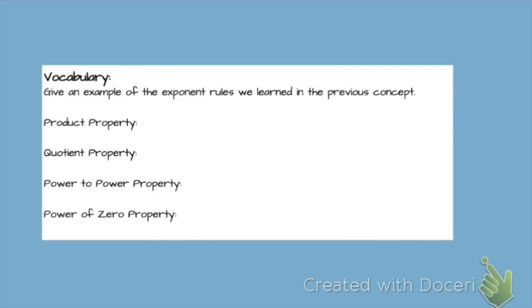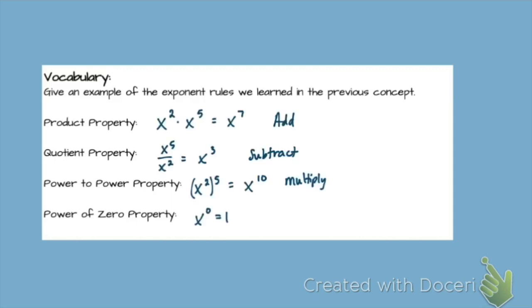Next, let's review our properties from the last concept. So go ahead and give me an example of each type of property on here. If you need to look back at your notes, that's okay. So here's a few examples I came up with.